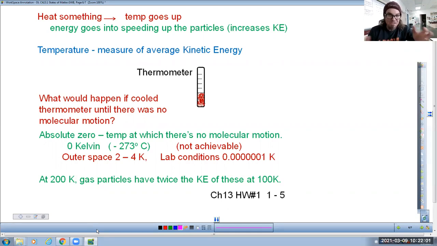So what's the reason for this? It turns out that when gases come out of a container and are able to expand outward, they can't collide with each other as well.